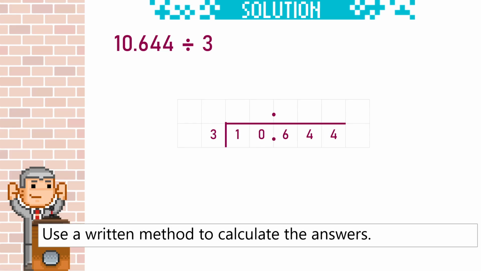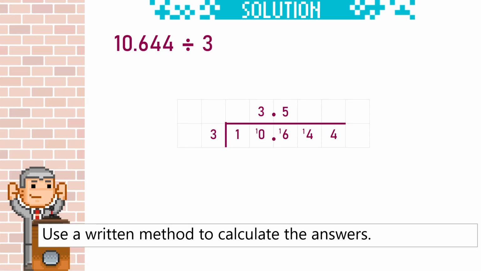For this question, we can use the bus stop method. We work out how many 3's go into 1. Well, none. So we need to carry that 1 over. How many 3's go into 10? Well, 3 whole ones, and then 1 remainder. So the 1 carries on. How many 3's in 16? 5 whole ones, and again 1 remainder.